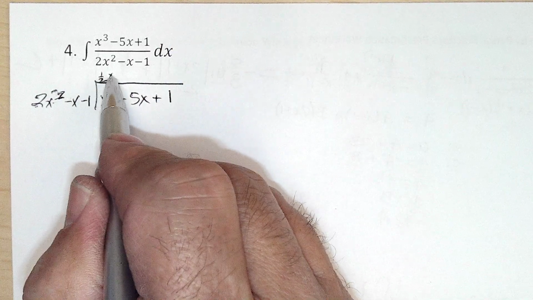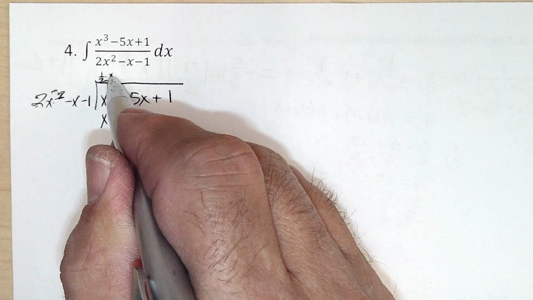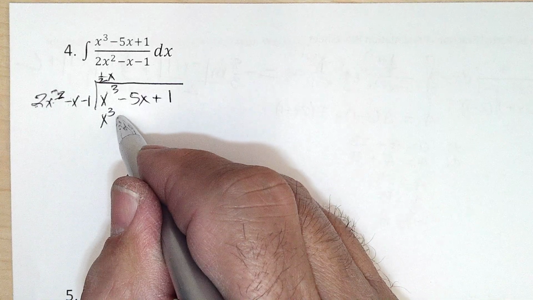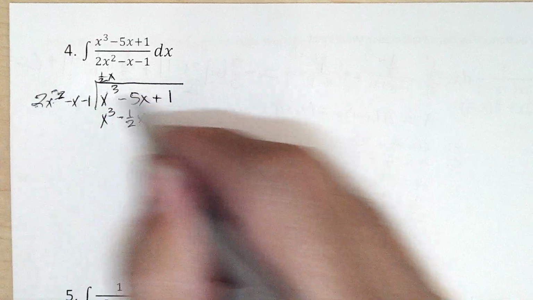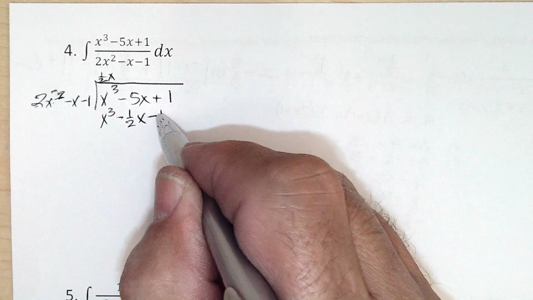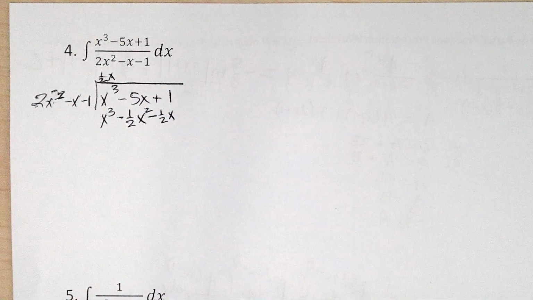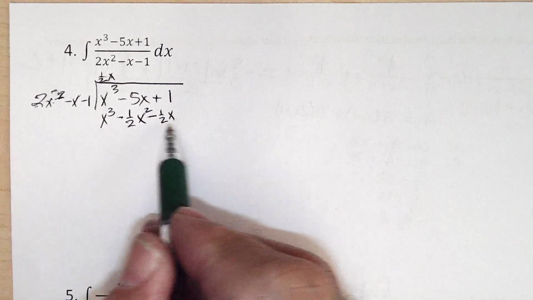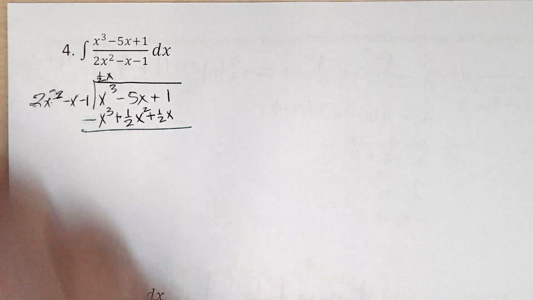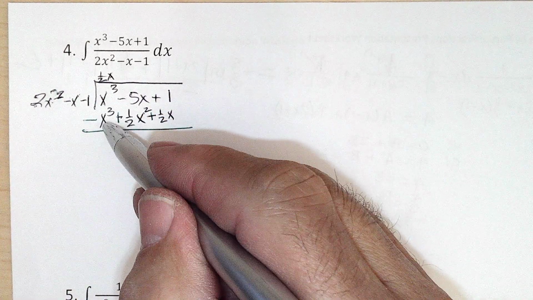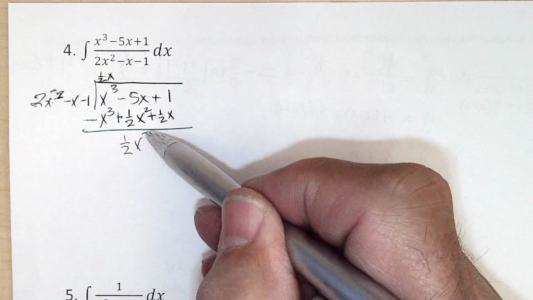So we multiply 1/2 x times 2x squared, we get x to the 3rd. 1/2 x times negative x is -1/2 x squared. 1/2 x times -1 is -1/2 x. Oh, this is squared there. Forgot that. I'm supposed to subtract, so I draw the line and change the sign so I can add like terms. These cancel. I got only the 1/2 x squared.